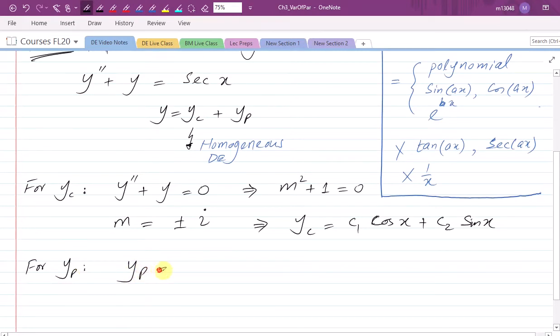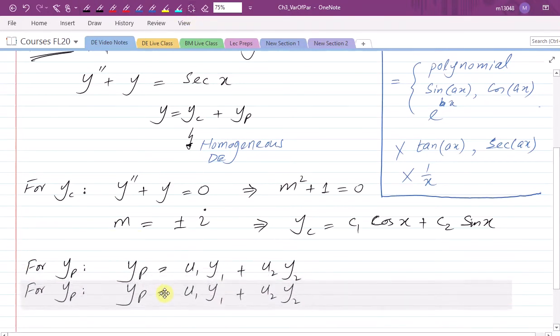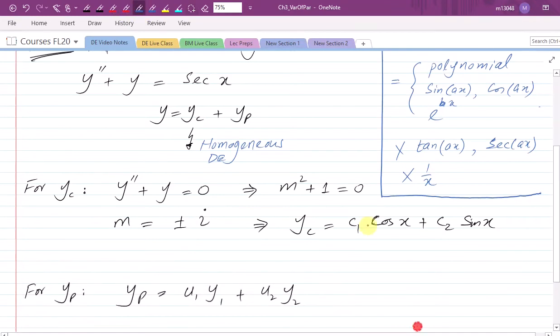Right. Now for yp, here is where this method becomes different than undetermined coefficients. But there is some similarity though. We suppose yp once again, but the supposition is slightly different. We suppose that yp is u1 y1 plus u2 y2. What are y1 and y2? It depends on the solution we already know. Cos x is y1, and sin x is y2, without the constants. Please note that it is without the constants.